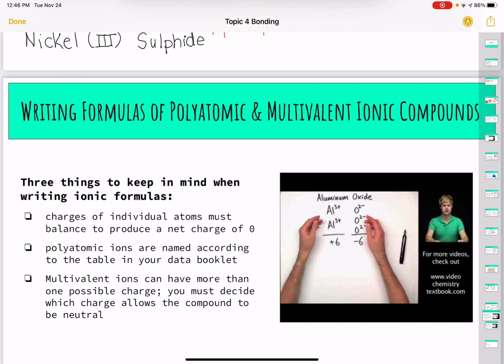We always need to have the charges of the individual atoms, and they must balance to produce a net charge of 0. So that's one thing to note. Our whole compound should always have a net charge of 0. So the positives should equal the negatives.